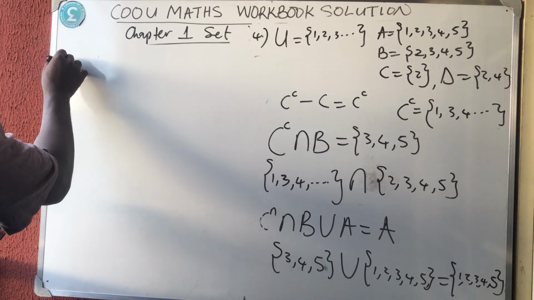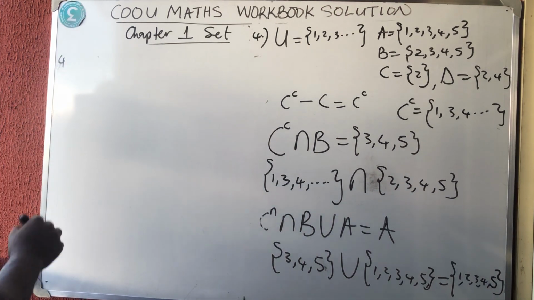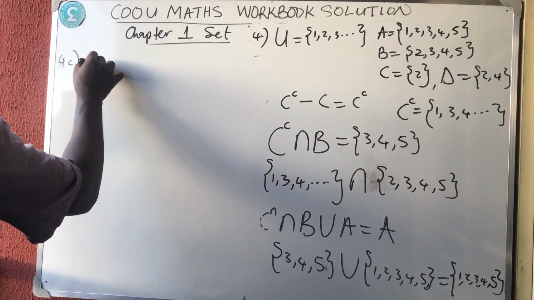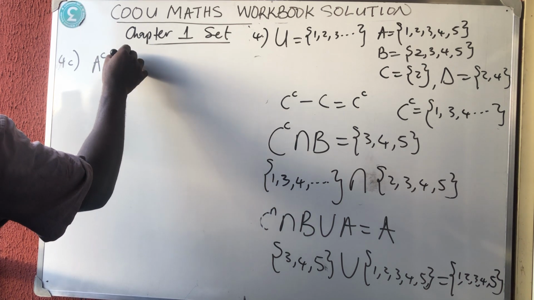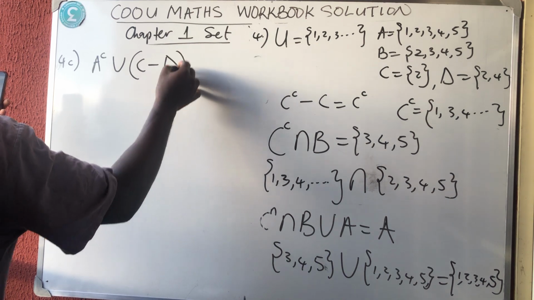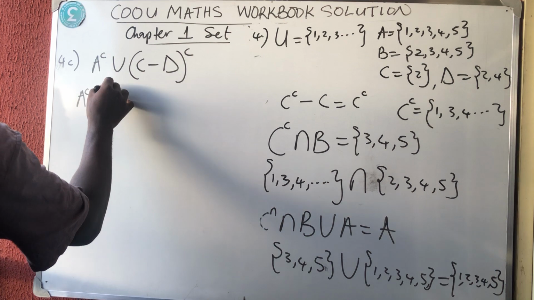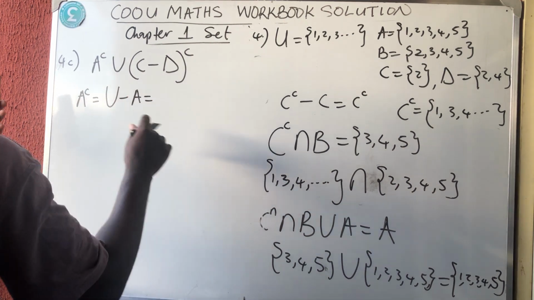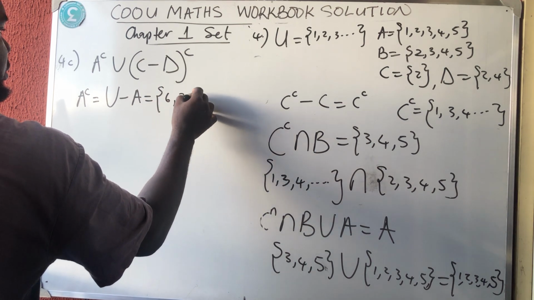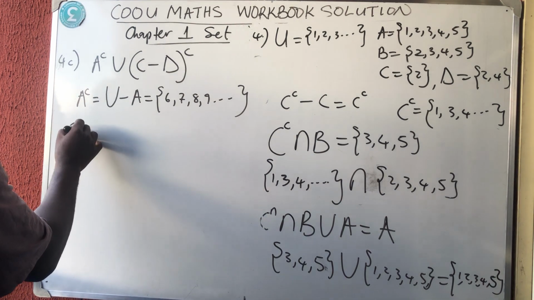Number 4. I've done number 4 A and B. Number 4 C. Number 4 C said A complement union bracket C minus D, then complement. First of all, A complement means the universal set minus A, which is, if I remove 1, 2, 3, 4, 5, the remaining thing will be 6, 7, 8, 9 and so on. Now C minus D.